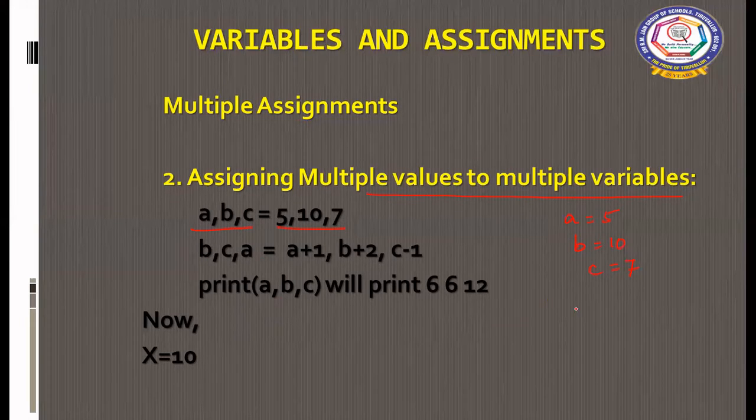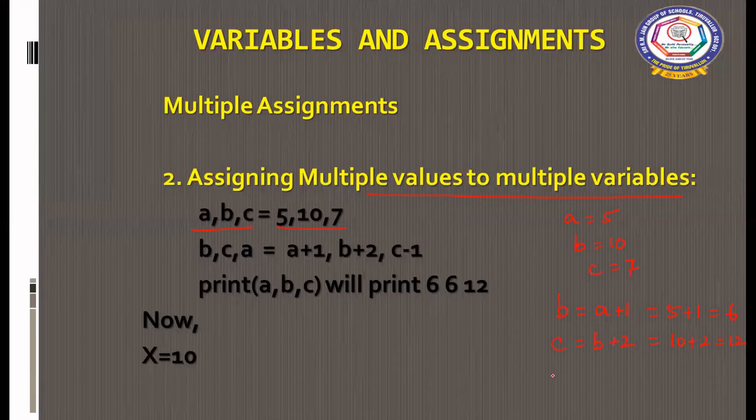So B value will be calculated as A plus 1, which is nothing but 5 plus 1. So it takes the value of 6. C value is taken as B plus 2. So your B value, which is nothing but 10 plus 2. So C value is 12.